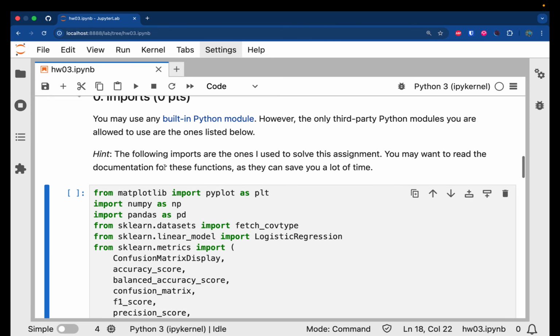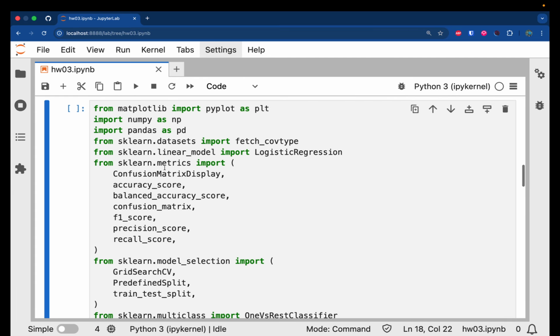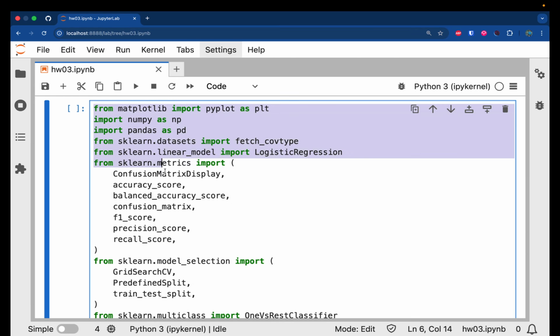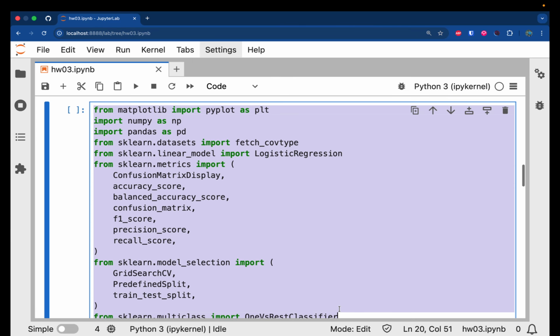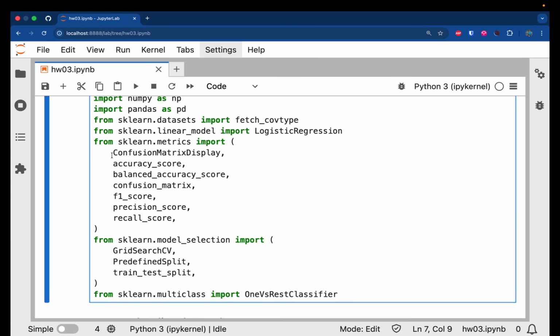As usual, these are the only things you're allowed to use. And these are the things that I import to solve the assignment. So you can use anything in Matplotlib, anything in NumPy, anything in Pandas, and anything in scikit-learn. I'm specifically using these things. You see things like accuracy, balanced accuracy, F1 score, precision, recall. You know what these are now. These will be useful.